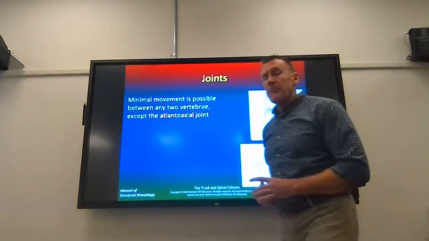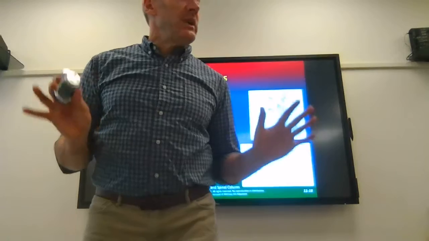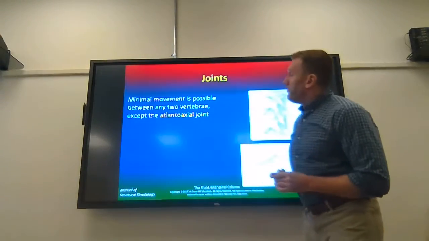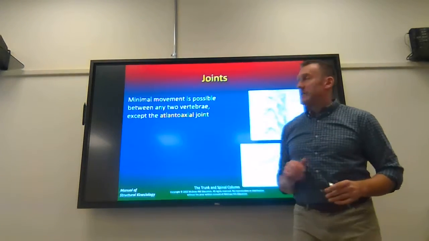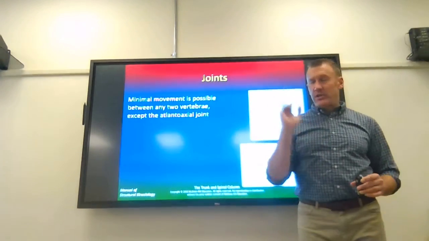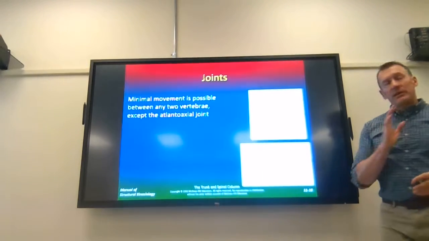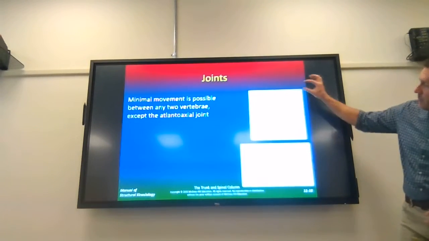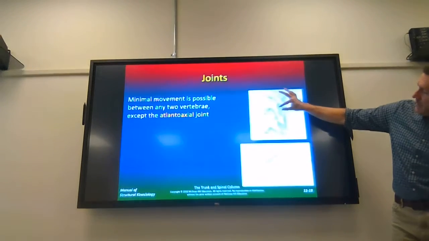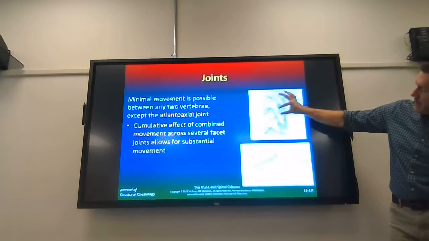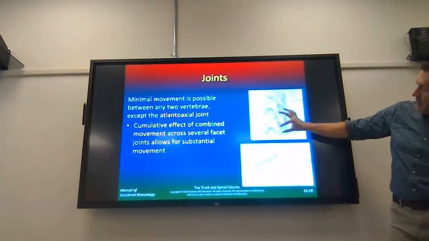Okay, so there's minimal movement between any 2 vertebrae, except at the atlantoaxial joints. Remember, that's where we have rotation of the head. So if you look at the connections between the vertebrae, so you have these inferior and superior articulating facets right here, all the way up and down the spine, another one right here.